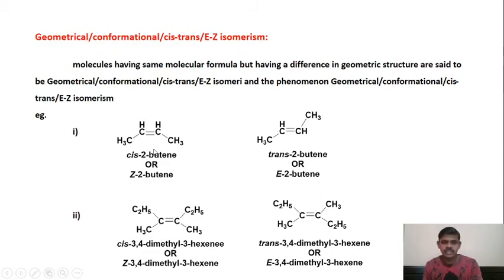So this comes under the class of stereoisomerism, and out of stereoisomerism, it comes under geometrical, conformational, cis-trans or EZ isomerism. One example is Z-2-butene, and another example is E-2-butene. One is coming towards you, one is coming towards me. Now another example of this type.